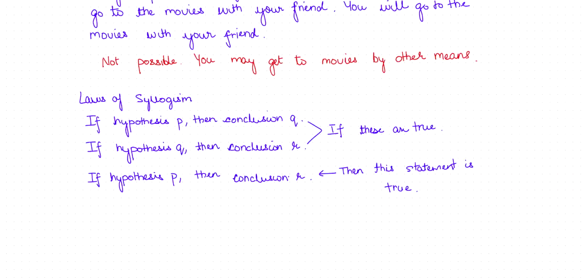So there is the law of syllogism, which says that if hypothesis P, then conclusion Q, and if hypothesis Q, then conclusion R, and if these statements are true, then if hypothesis P, then conclusion R. Then this statement will be true. If both of these are true, then this will be true. So let's do some problems.